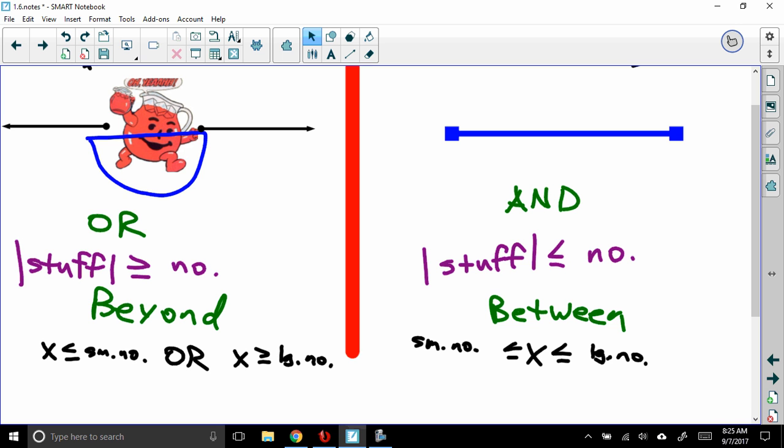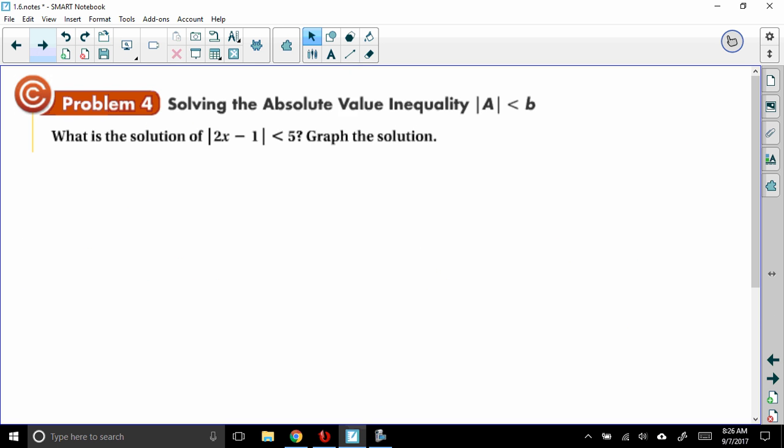We ready to try a couple of these? Okay. We probably won't have time to talk about the tolerance problem today, so we'll have to pick that up another day. So here we go.